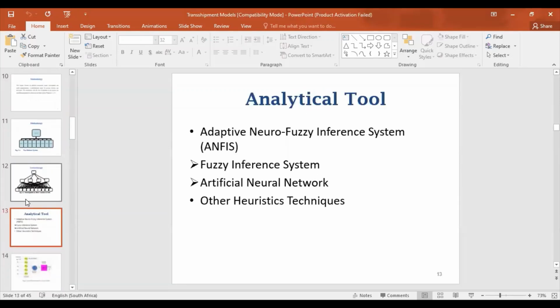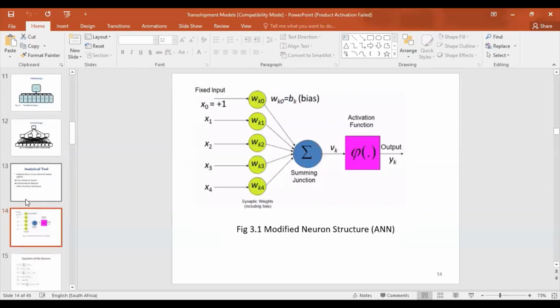Now, the analytical tool. We'll be looking at the heuristic techniques based on the cost method, looking at linear programming methods, then the other heuristic techniques will be compared with the artificial neural network, which is a meta-heuristic technique, a fuzzy inference system, and also a hybrid model that combines both the neural network and the fuzzy inference system. This is the adaptive neuro-fuzzy inference system.